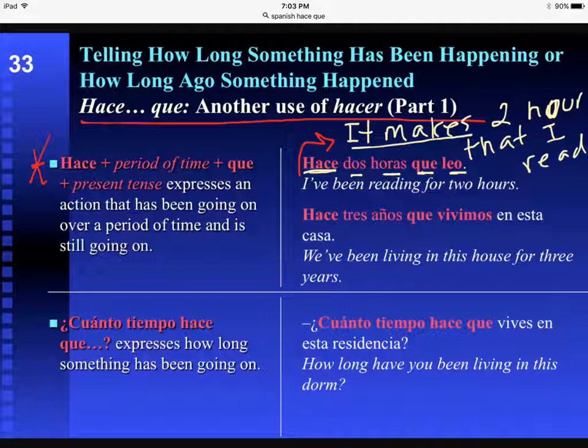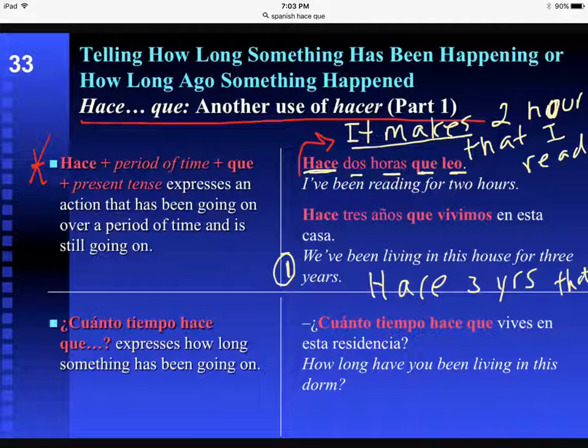Okay, so let's look at another one. We have lived here, or we've been living in this house for 3 years. So here's your original sentence right here. You want to do the awkward sentence, which would be, it makes 3 years that we live in this house. I'm just saying it, I'm not writing it for you, but it would start with hace, and then you would look at your formula: hace plus period of time, which is 3 years, and then que.